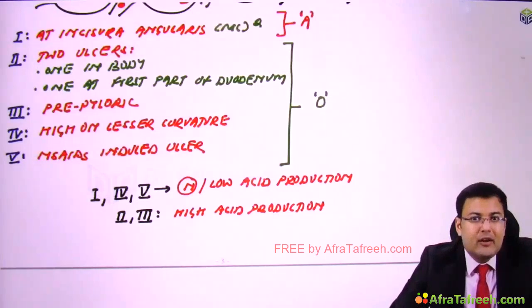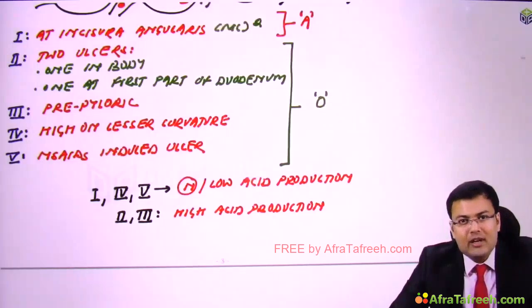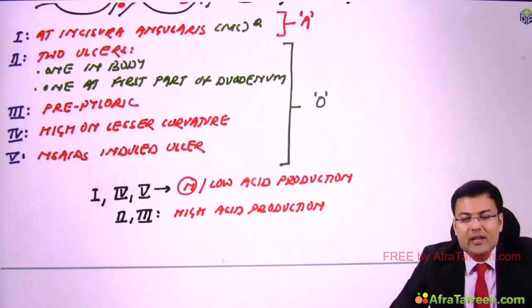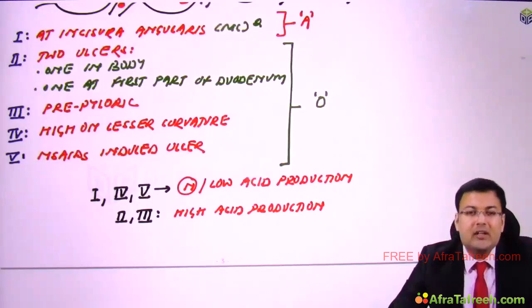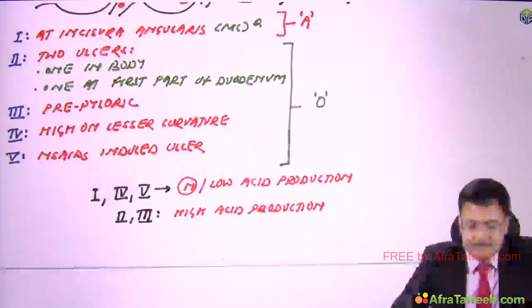Vagotomy. It means we will never perform vagotomy in which types of gastric ulcers? Type 1, type 4 and type 5. And we have to perform routinely the vagotomy in which types of ulcers? Type 2 and type 3. Now see the management of gastric ulcer.